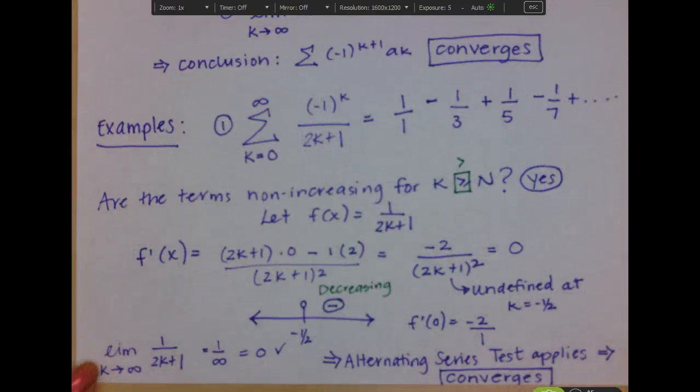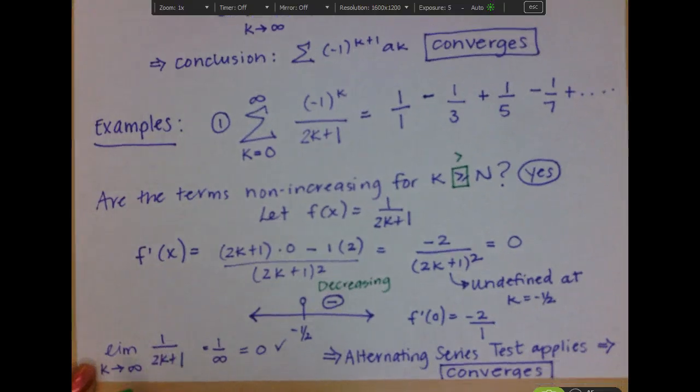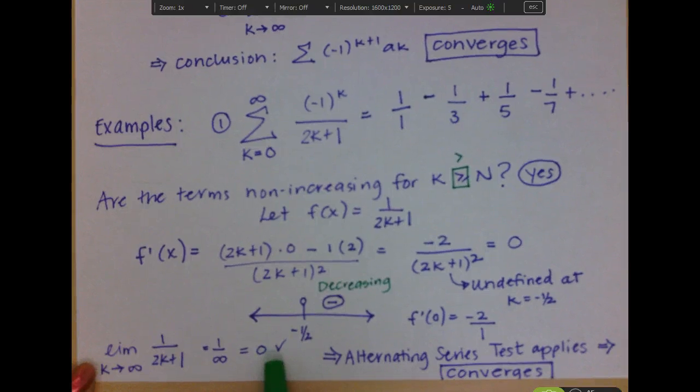To finish off that first example that we looked at with the alternating series test, we were looking at the second condition, which is that the limit of the function f of x, or in this case 1 over 2k plus 1, as k goes to infinity equals 0. And as you can see here, the denominator does go to infinity as the numerator stays constant at 1, so the limit is 0. The final conclusion that we make is that this is a convergent infinite series.